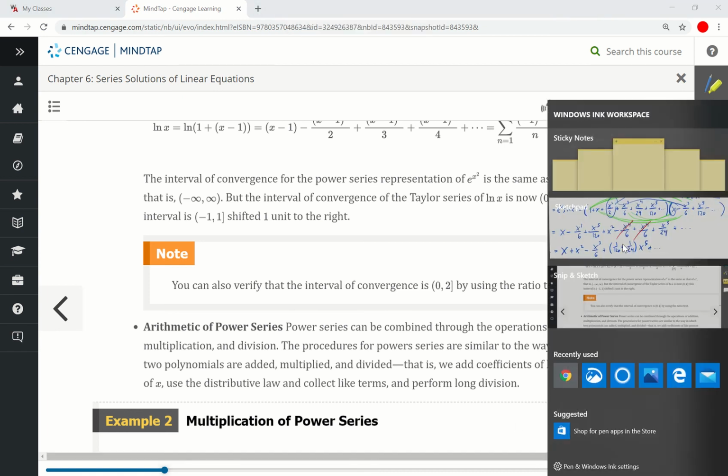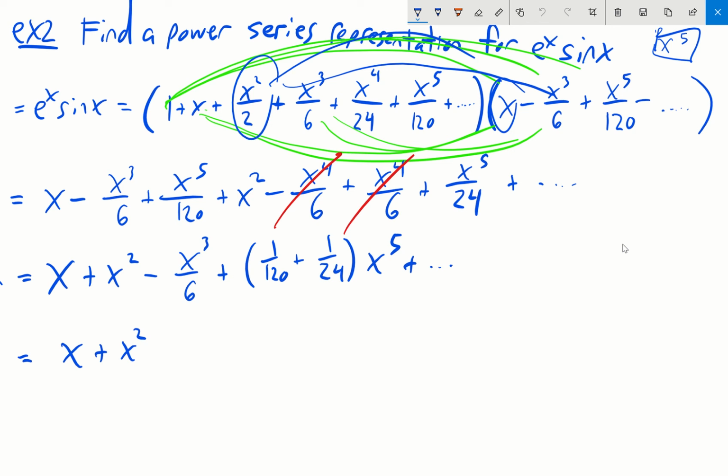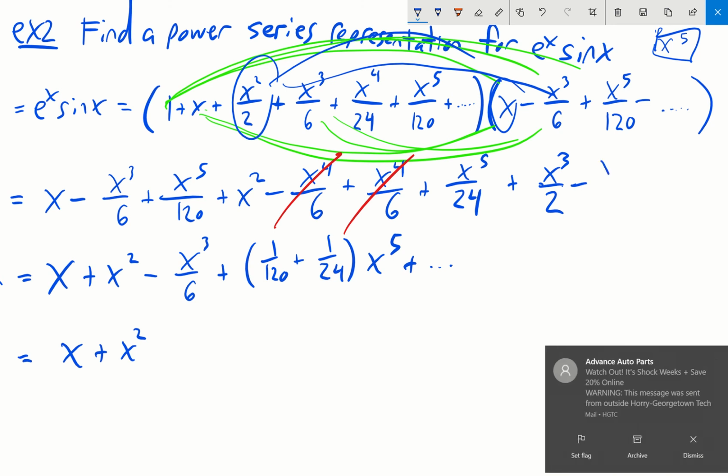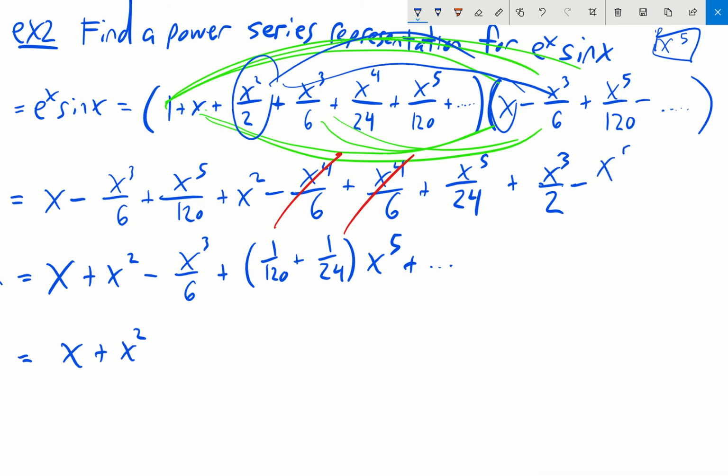Okay, so looking back through it, actually I didn't distribute anything with the x squared over 2. My apologies. x squared over 2, when we multiply that by x, that would have given us x cubed over 2, and then also x squared over 2 times a negative x cubed over 6, that would have given us a negative x to the 5th over 12. So let's go back here and work those terms in.